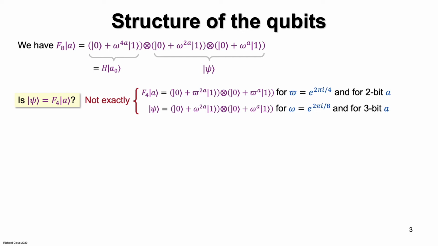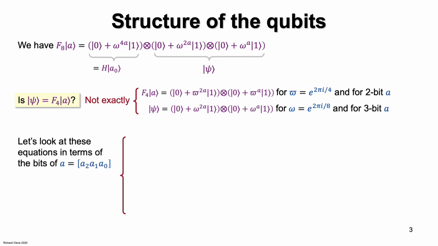It will be fruitful to explore in more detail the difference between the two expressions. Let's see what these expressions look like in terms of the 3 digits of A, which are A0 for the low-order digit, A1 for the middle digit, and A2 for the high-order digit. Suppose we take F4 to the 2 higher-order digits, namely to ket A2, A1. In the exponent, I've surrounded the binary representations by square brackets so that they can be clearly read. The 2-digit number in the square brackets is either 0, 1, 2, or 3. Now, if we take the primitive 8th root of unity and square it, then we get the primitive 4th root of unity. So we can substitute omega squared for that other Greek letter.